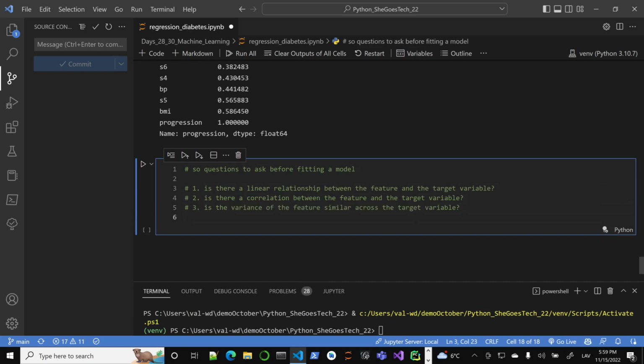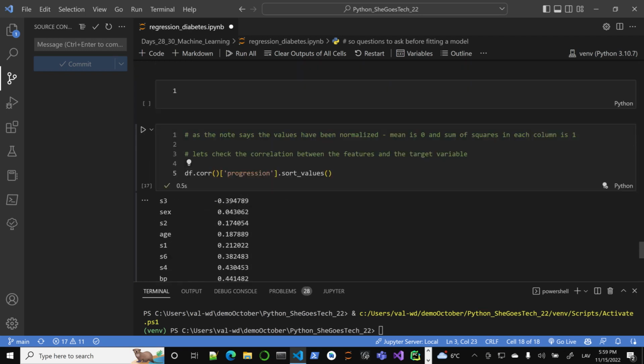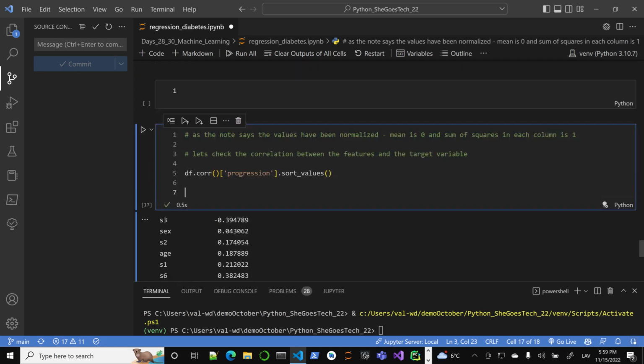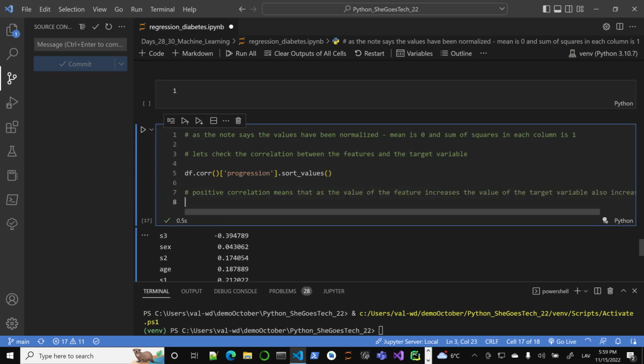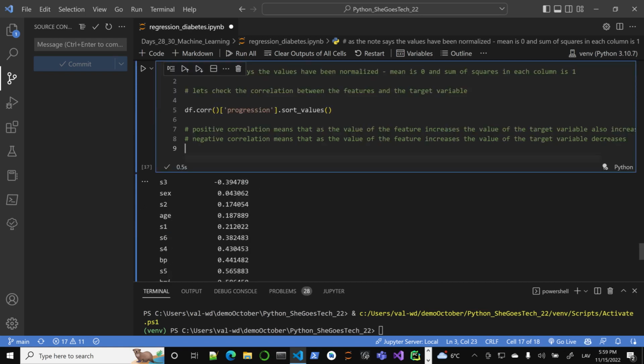Has the data been cleaned? Has the data been normalized? That's also a question to ask. So we can see again positive values mean positive correlation and negative values mean negative. Okay, all right. Something around 0 means, for example, that gender is not correlated.